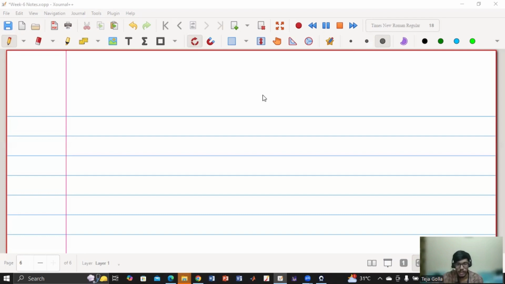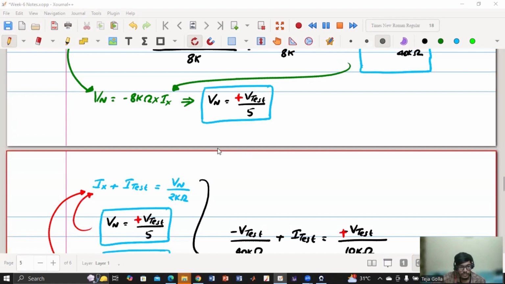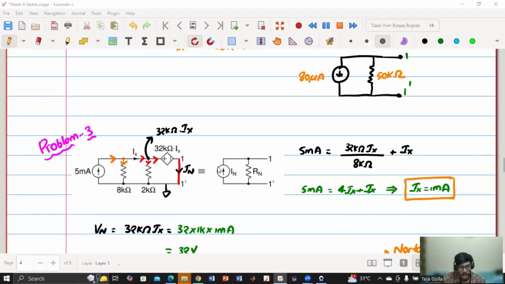Last problem. Okay. So in the last problem, they have given one circuit and we have to find I Norton and R Norton. So for I Norton, we know that it has to be shorted and calculate I Norton. So how did I do? First, I know this node voltage, which is 32K into Ix. So I have applied KCL at this node. So 5 is equal to this current plus Ix.